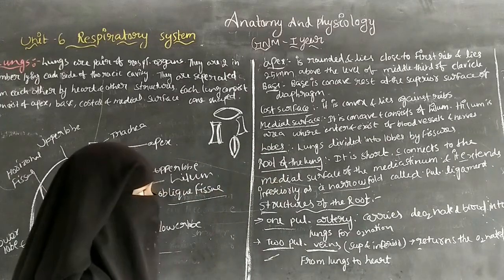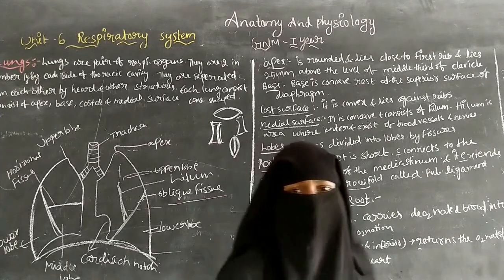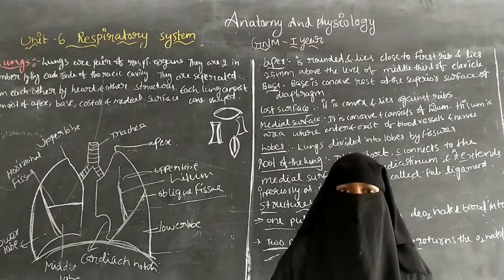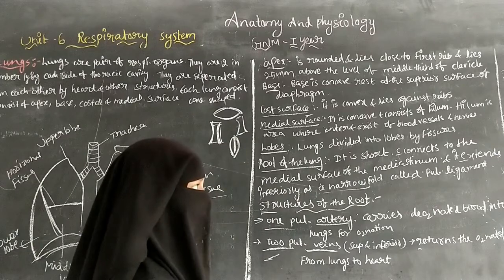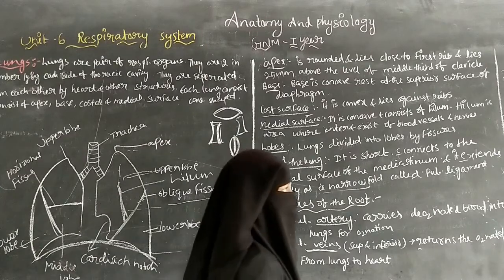And the next one is the bronchial veins. The bronchial veins return some of the blood from the lungs to the superior vena cava.